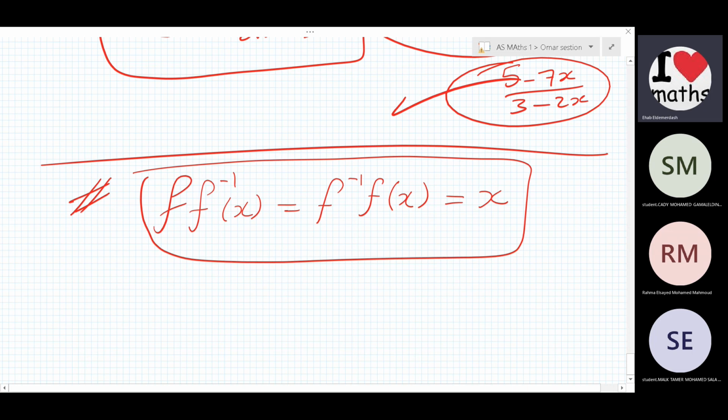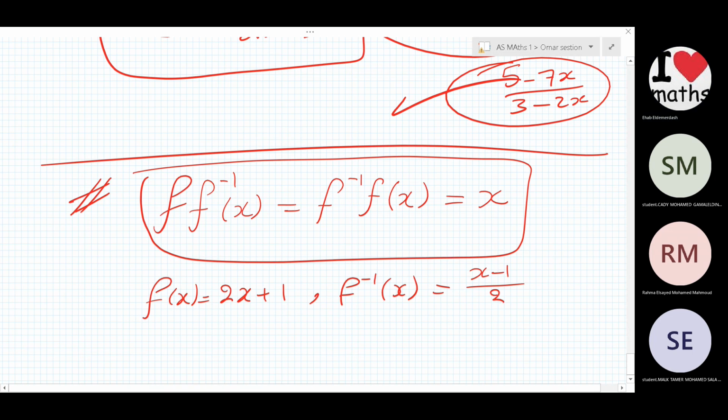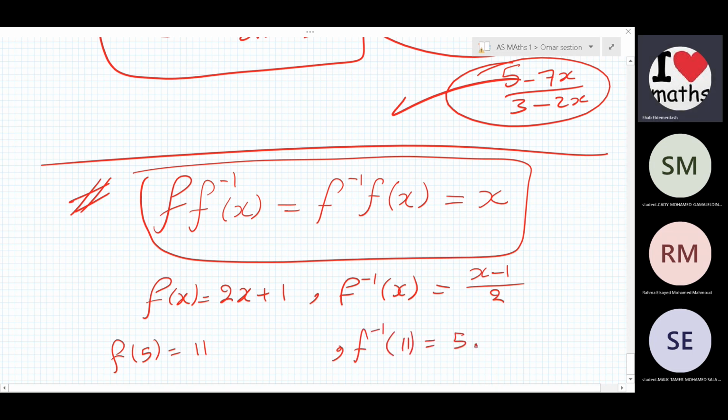For example, I gave this function 5. Let's say that I have this function f of x is equal to 2x plus 1. Then the inverse of the function, what did you get for the inverse? It was x minus 1 over 2. Here, if I said I need you to find for me f of 5, what was the answer? 11. Then what is the inverse of 11? 5.